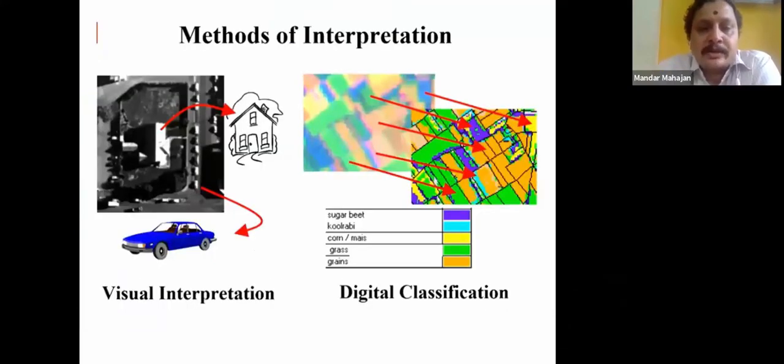Now, methods of interpretation: there are two ways, visual interpretation and digital interpretation. As far as remote sensing is concerned, the analyst should be able to interpret digital classification, that is, how correctly he interprets the image. For visual interpretation, from this simple image you can see a building, and for example another feature, a vehicle running on the road. So it is possible. Now, how can digital classification be done?